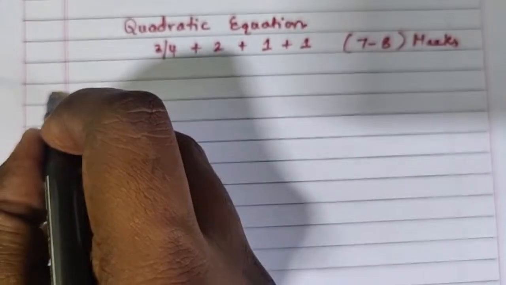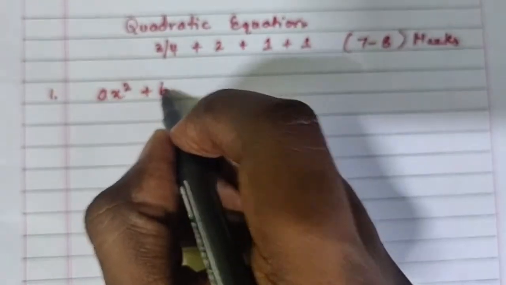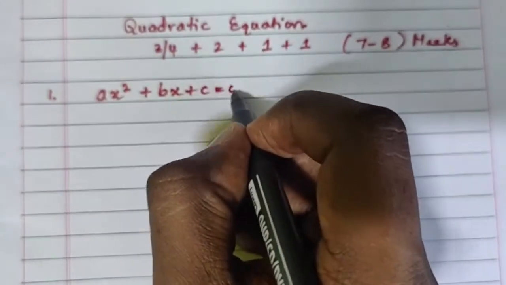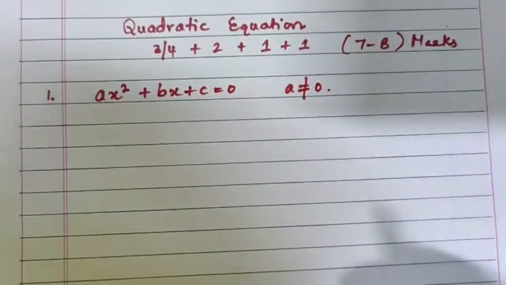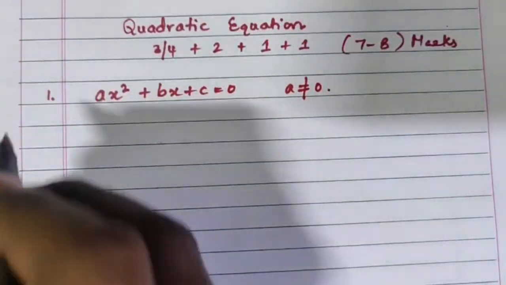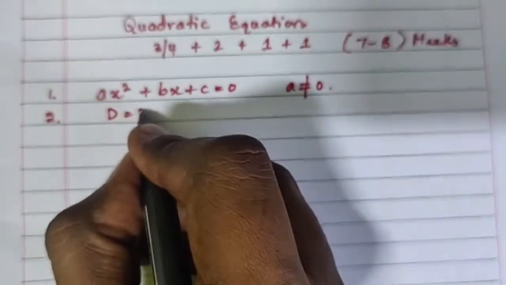So for 1 mark, you can expect: what is the standard form of a quadratic equation? ax square plus bx plus c equals 0. What is the condition? a is not equal to 0. What is the degree of the quadratic equation? Degree equals 2.